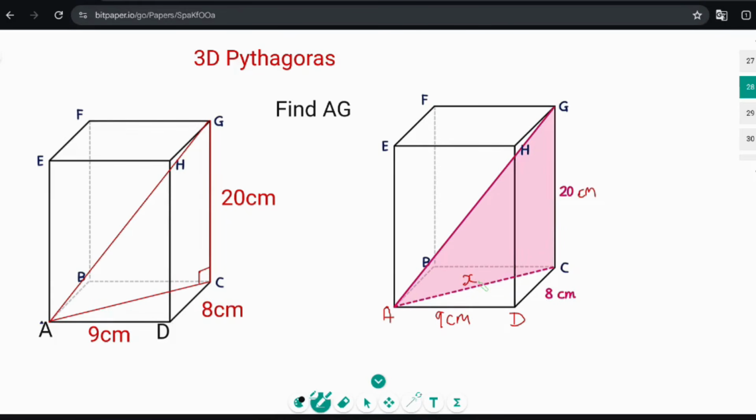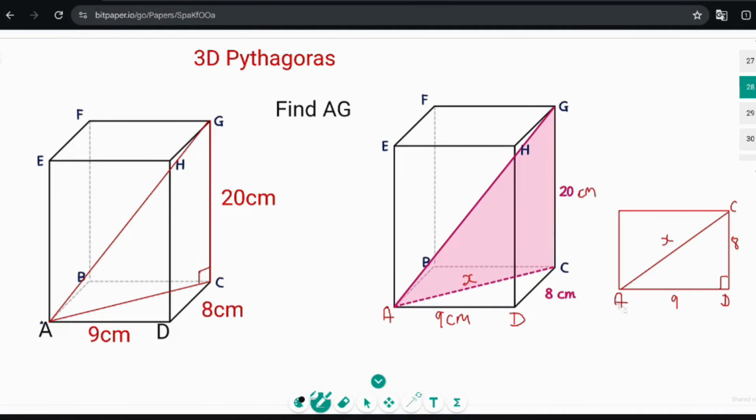The base of your cuboid is a rectangle, right? And if we split a rectangle in half, or through the diagonals, like this. So this is ABCD, the rectangle ABCD. We split it. Can you see you have a right angle triangle? So we can actually use Pythagoras to find the missing length AC.